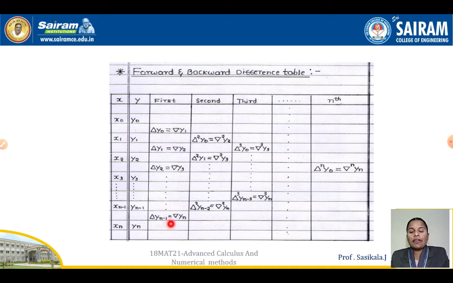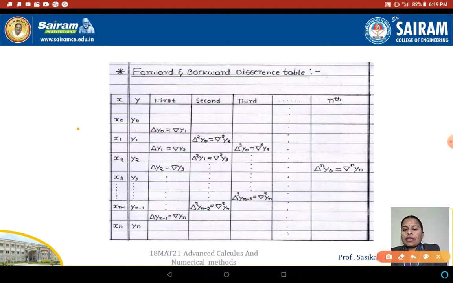Similarly, you will have del yn minus 1. Then you can go for your second difference. The second difference is nothing but the difference of your first difference. You have already done del y0, del y1, del y2. To go for your del squared, you can see the first difference is del. This is called a forward difference. For backward, we will use the term backward differences.